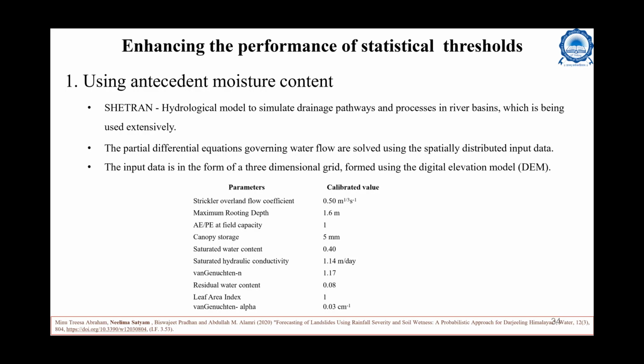One is using antecedent moisture content. For that we applied a hydrological model called sheet-run, which simulates the drainage path and process in the river basins. So it is basically the hydrological aspects of landslides, which I am going to present in this particular slide. The partial differential equations governing the water flow are solved using spatially distributed input data. And these are the parameters which we have considered for carrying out this analysis.